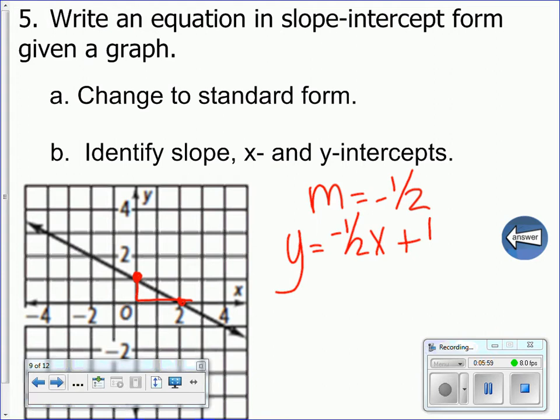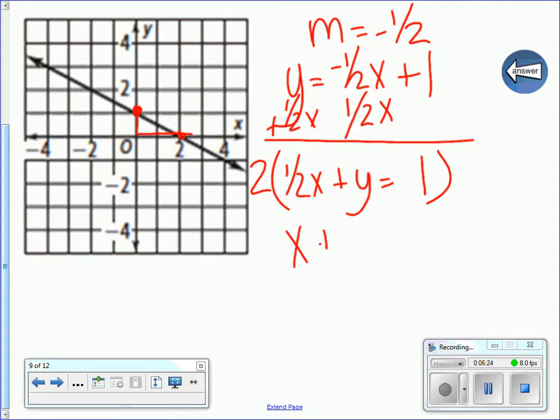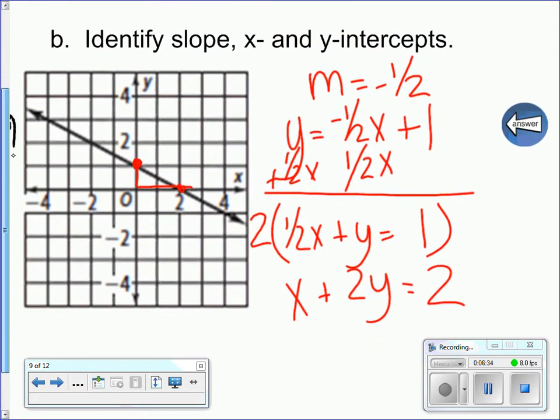So now I need to get it in standard form, so I'm going to add 1/2 x to both sides. And that gets me 1/2 x plus y equals 1. Then this cannot be a fraction, so I multiply everything by 2, and that gets me x plus 2y equals 2. So that is standard form. Let's see, the question said change to standard form, identify the slope and x and y intercepts.